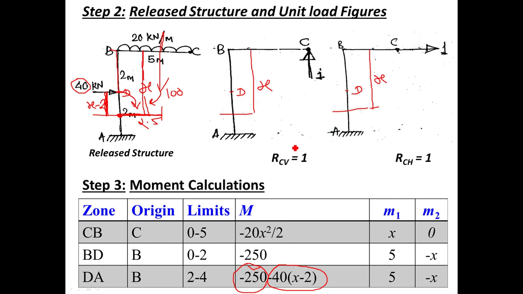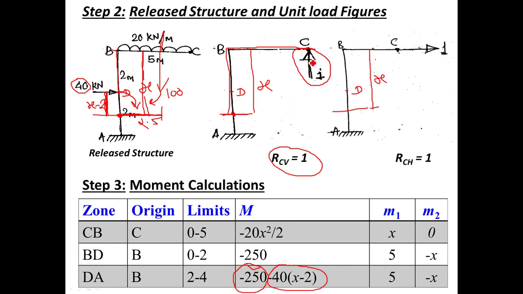Now if you look at the second figure, that is RCV equal to 1, we are taking a section in the third zone. If you look at the upper portion of the column as well as the beam, there is again the point load 1 vertically upward at C.